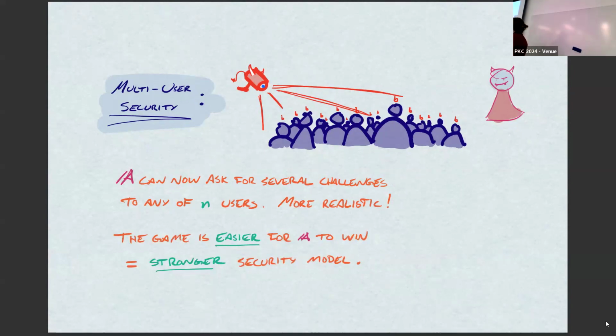What do we mean by a model being more general than another? What we mean is that the game is easier for A to win because it has more targets to choose between. For example, you could consider a public key encryption scheme where, with some very small probability, the key that is being outputted is actually broken and it's recognizably broken. Then if the adversary has many different users to choose from, maybe they can recognize, oh, here's a weak key, I can attack that one. And so in that case, the system would be broken here.